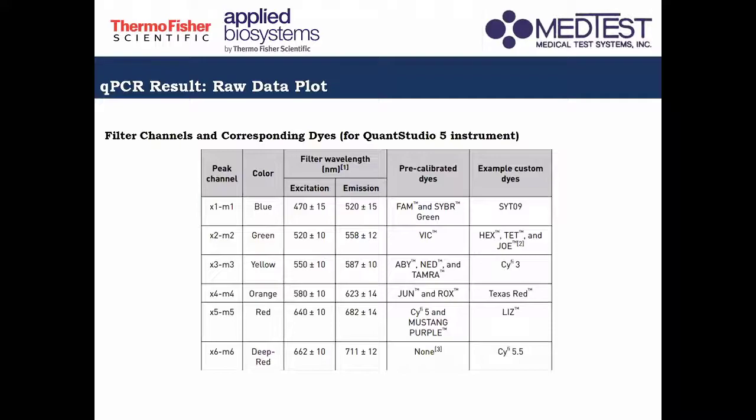Okay. Now, for your Quant Studio 5, ito yung sinasabi ko na filter channels. No? So the filter channels is usually depicted in colors. So we have the blue, green, yellow, orange, red, and the deep red. Sorry. Now, one thing good about your Quant Studio 5 is that it is a pre-calibrated instrument, meaning that some dyes have already been calibrated during the manufacturing process of the instrument. So the pre-calibrated dyes are listed here.